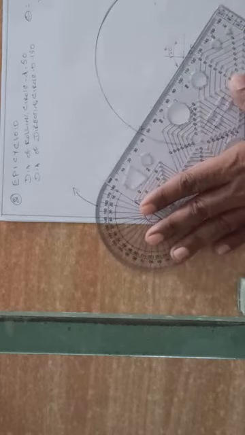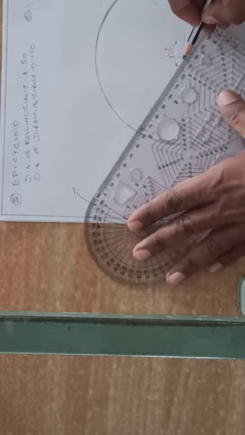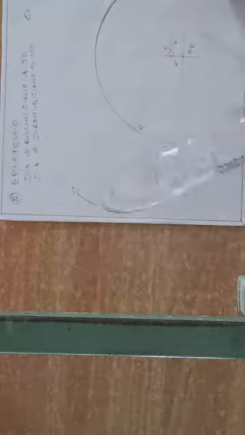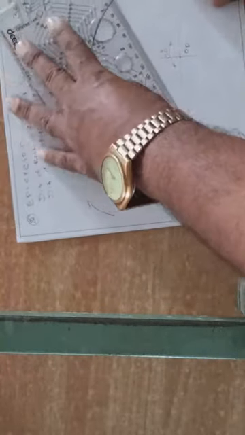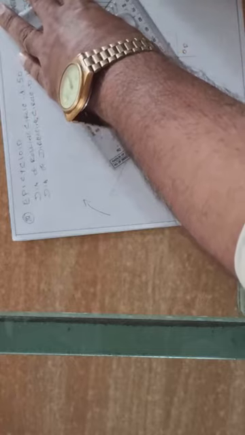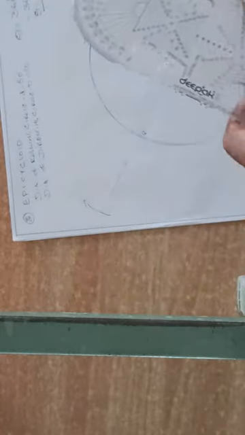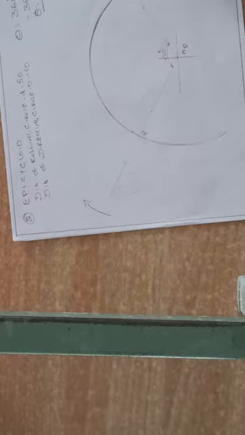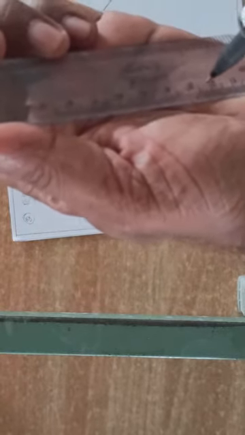Now extend this first line, which is drawn at 30 degrees. Similarly, extend the other line which is also drawn at 30 degrees. That is, the total angle here is 120 degrees, right? Now you have to locate the center of the rolling circle. What is the diameter of the rolling circle given? 50 mm is given. Then the radius is 25 mm. Take 25 mm as radius.